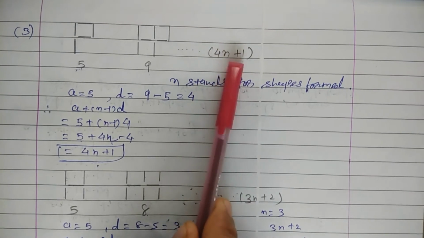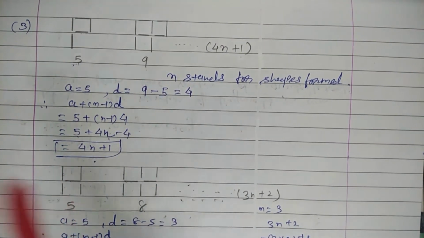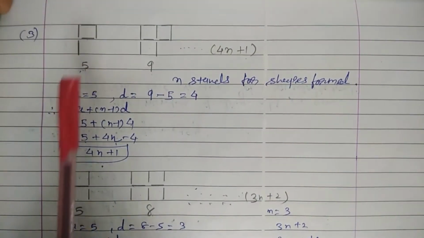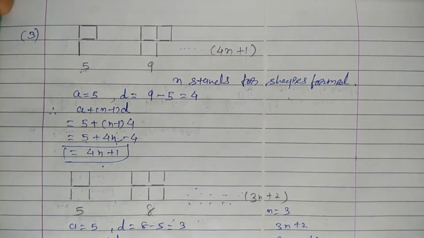Now this expression is formed using arithmetic progression. This arithmetic progression you will learn in standard 10. So here let us quickly discuss this one. Here this 5, this 9 are known as terms.